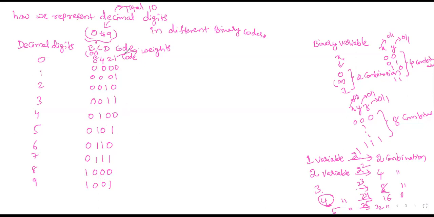Now the same type of representation we do in base 2 numbers also. Then what is the difference between BCD code versus the base 2 number system?